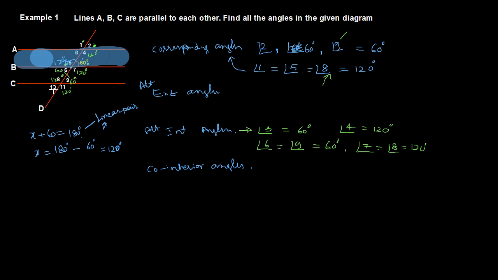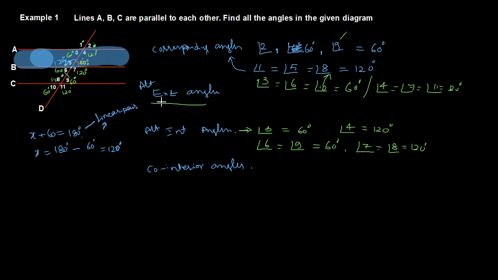And we know the interior angle, angle 6 is 60, and then 10 is corresponding, 6 is corresponding, 3 is corresponding. So I'll just write it here. Angle 3 equals angle 6 equals angle 10 equals 60, corresponding angles. Similarly, angle 4 equals angle 7 equals angle 11 equals 120.